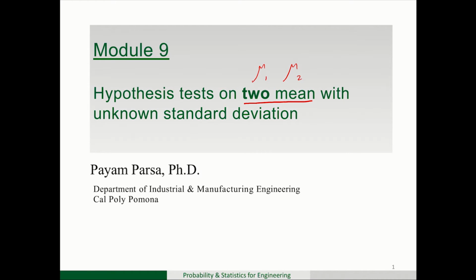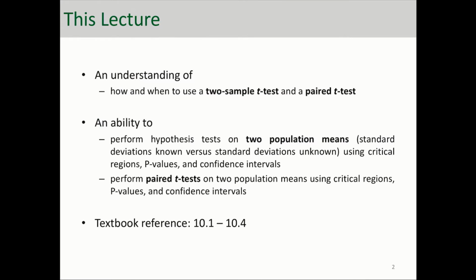But the case when the standard deviation is unknown, as well as we'll also talk about when the standard deviation is known. And with that we mean population standard deviation. So specifically, we're going to look at two-sample t-test versus paired t-test. Paired t-test will be the second part of this module. We're going to look at the two-sample t-test first, which are tests for two population means when standard deviation is unknown. And when it's known, it's called two-sample z-test.